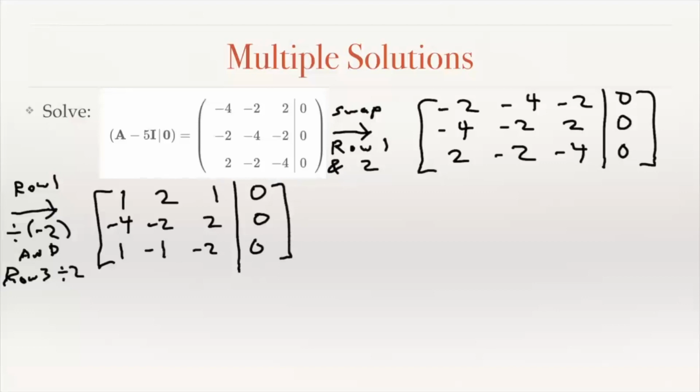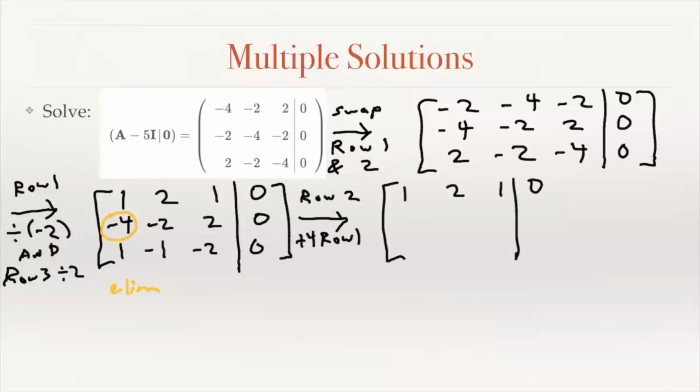Now remember our elimination order. We want to eliminate this, and we always eliminate using the element of the main diagonal. So we want to use this 1 there to eliminate the -4. Let's do row 2 plus 4 times row 1. Okay, so rows 1 and 3 stay unchanged by this. And for row 2 plus 4 times row 1, we have -4 plus 4 goes away, is the point, eliminating it. -2 plus 8 is 6, and 2 plus 4 is 6.